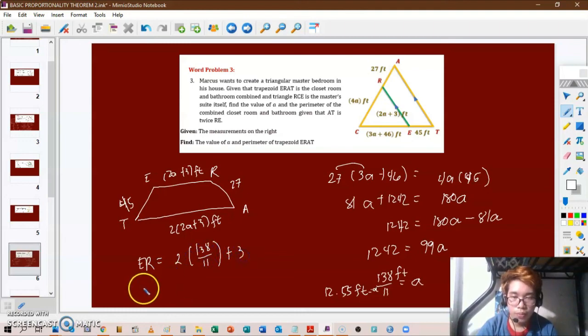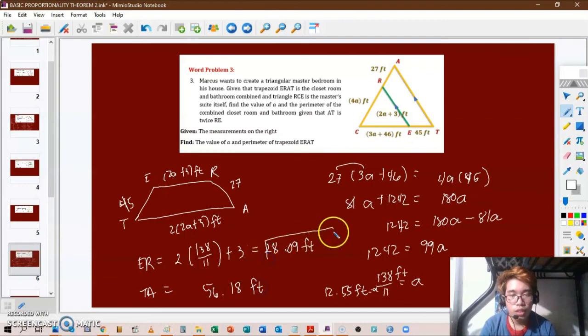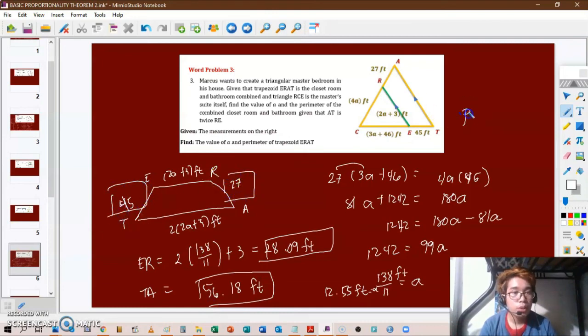If we multiply that by 2, we're going to get the value of TA. So we have 138 over 11 times 2, plus 3, and we get that the value of ER is equal to 28.09 feet. If we multiply that by 2, we get that the value of TA is equal to 56.18 feet. Adding all of these four, 28.09 plus 56.18 plus 45 plus 27, we're going to get the perimeter of the trapezoidal room where the closet and the bathroom are found.